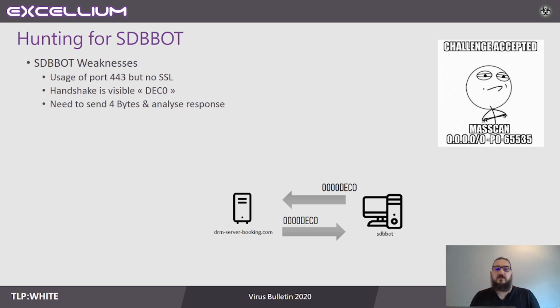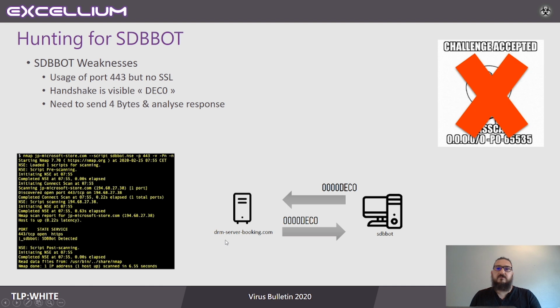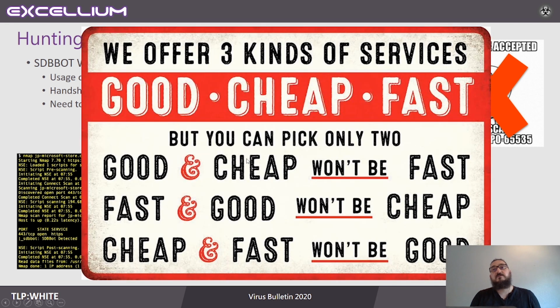we created a scanner for that. We cannot use masscan since we need to send and read back, so we created an NSE script. This NSE script only sends 4 bytes, and when the same 4 bytes are received, it declares that it's an SDB bot backend. It's quite easy to do that, but the problem is that it's not so easy to scan the whole internet.